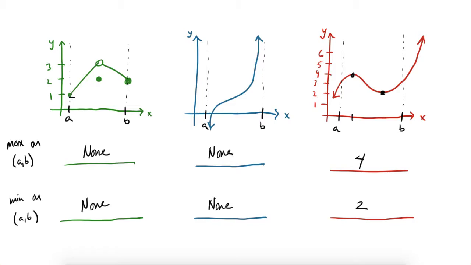The other thing is, this wasn't even discontinuous, but there was something else that was bad, and that is that we weren't including the endpoint, right? If we had included the endpoint, then the minimum would have been 1. And it turns out that those are sort of two defining characteristics for guaranteeing the existence of maximums and mins.